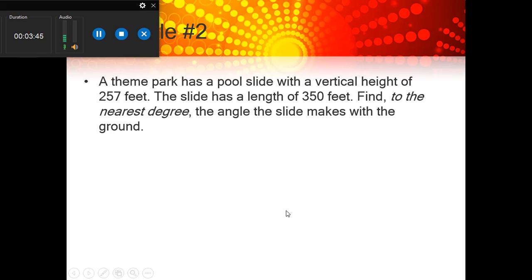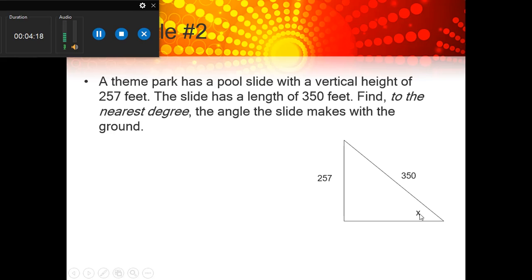In example 2, it says a theme park has a pool slide with a vertical height of 257 feet. Now the slide itself is not the vertical distance, but the support holding it is going to be 257 feet. So that is my vertical distance. The slide has a length of 350 feet. So obviously I'm going from the top down. So there's my slide. We want to find, to the nearest degree, the angle the slide makes with the ground. So that's my unknown angle of elevation down at the bottom.